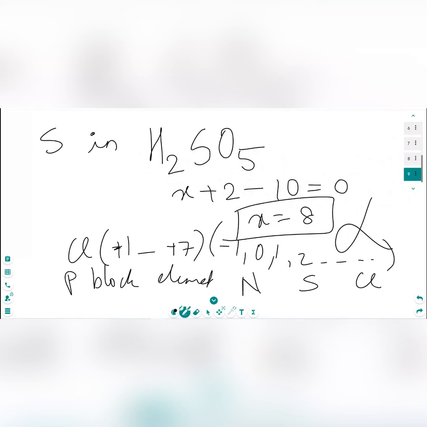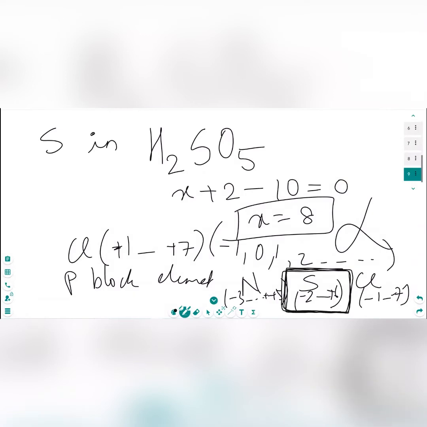So these also show the variable states. Like nitrogen shows from -3 till +5. Oxygen shows -2 to +6. And chlorine is -1. Swapnil, sulfur can have maximum oxidation state up to only 6. It cannot have it till 8.